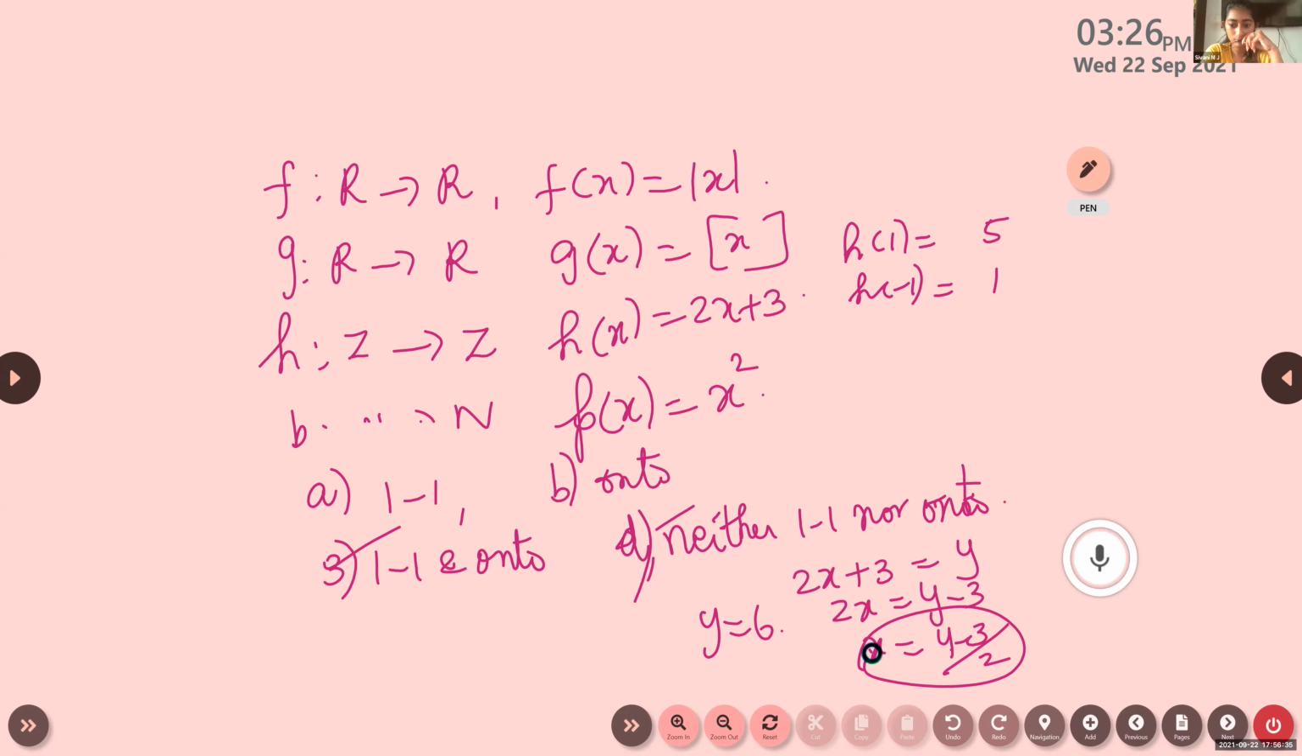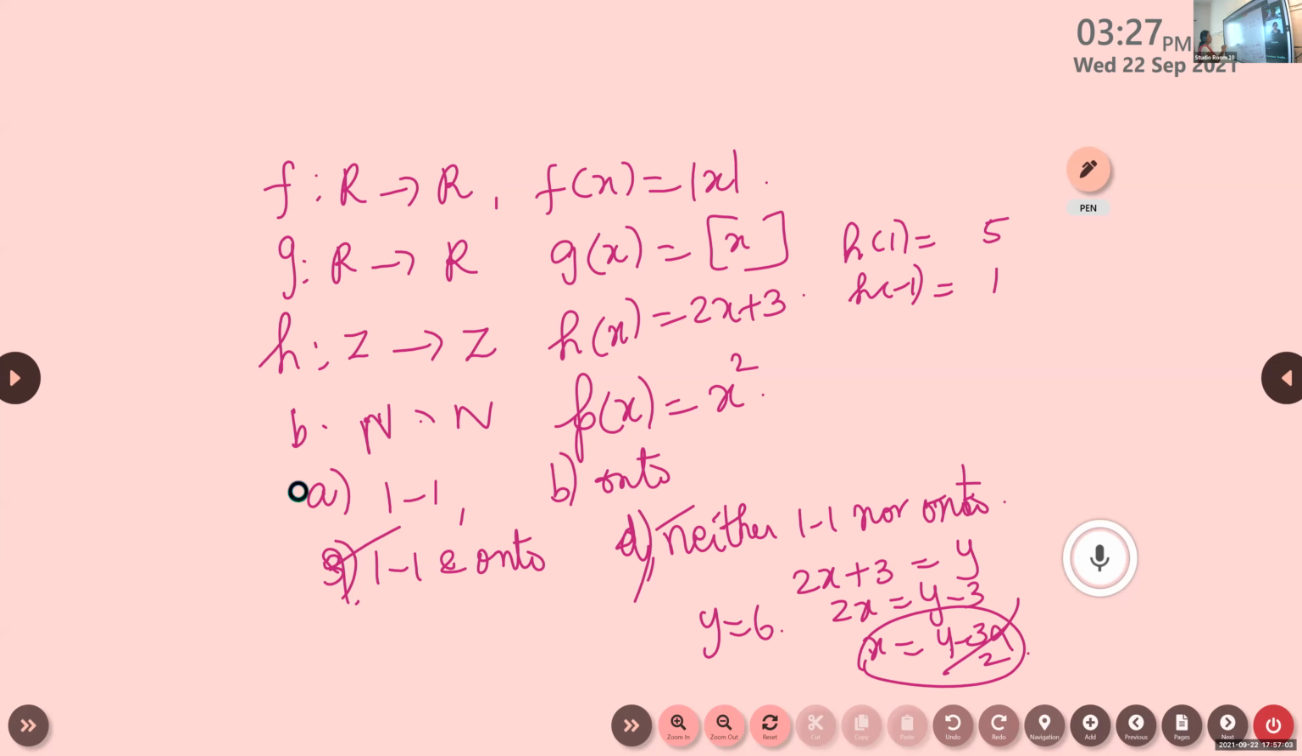Ma'am, 3 by 2. Yes, 3 by 2. Is 3 by 2 an integer? Yes, ma'am. So it is not an integer. So will it be onto? No, it is not onto. Okay. Now look at the next one.